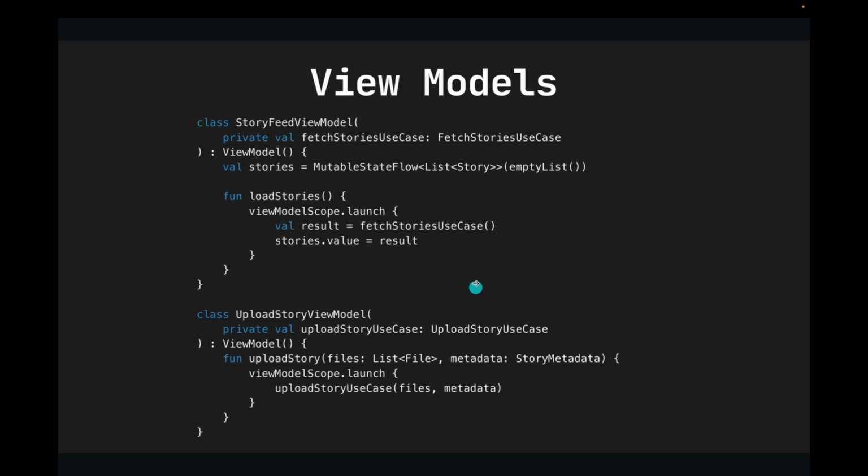Now, this is our view model layer. These view models act as a bridge between UI and domain layer. Upload story view model manages uploads and observes progress. And story feed view model loads story and metadata and updates UI reactively. Both emit UI state and delegate logic to their respective use cases.